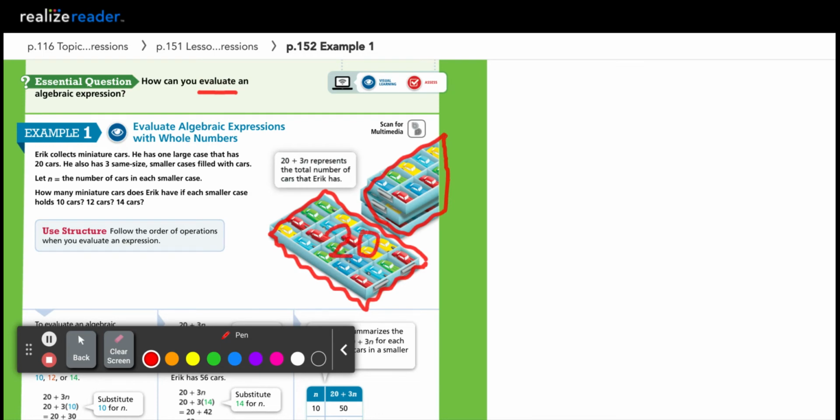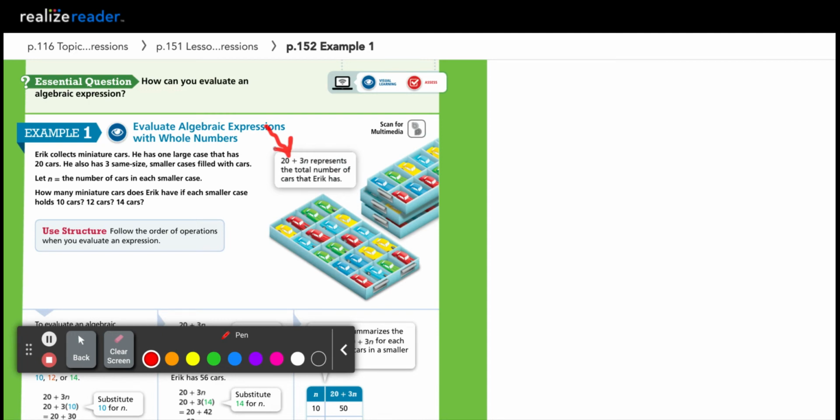We don't know how many cars are in those smaller cases, but it says let n equal the number of cars in each smaller case. So our expression is going to have that letter n in it. And now our question, the most important part, says how many miniature cars does Eric have if each smaller case holds 10 cars? So n might equal 10, or 12 cars, n might equal 12, or 14 cars, n might equal 14.